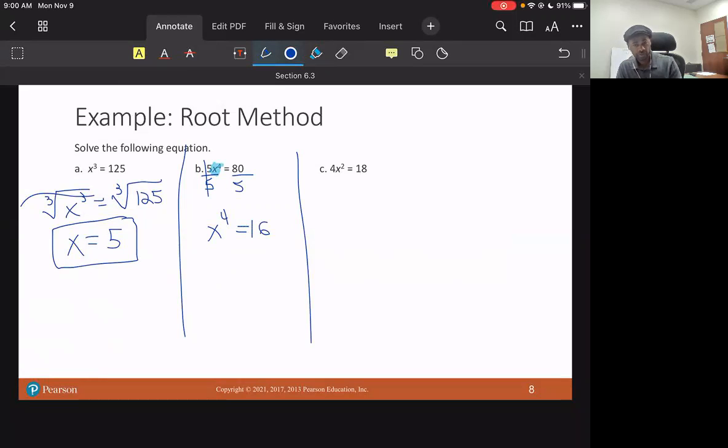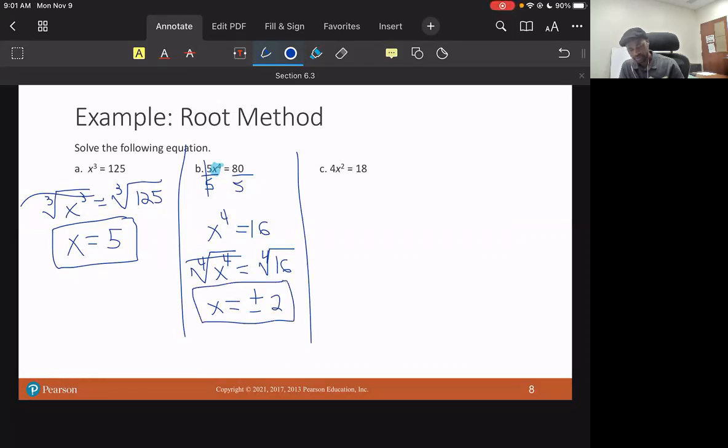All right, fourth root or fourth power, we're going to use the fourth root to cancel it. Take the fourth root of 16. Now be careful with these even numbers. Fourth roots and fourth powers cancel. X equals the fourth root of 16, which is 2, but we're going to go plus or minus 2, because negative 2 times itself 4 times is indeed 16.